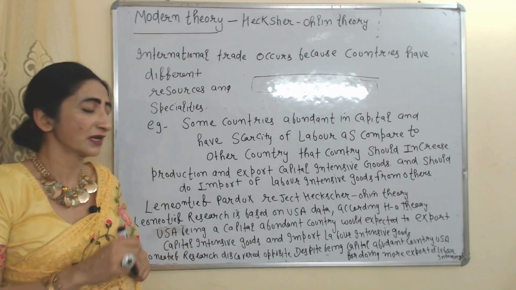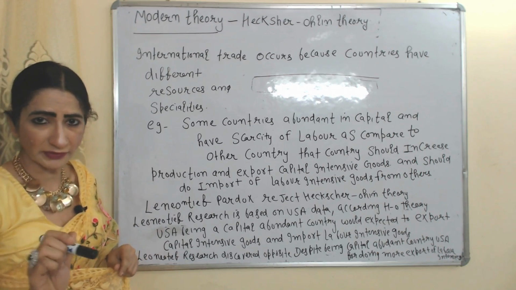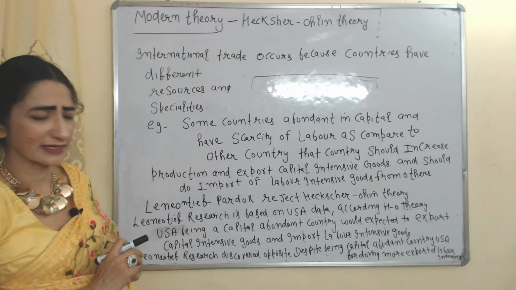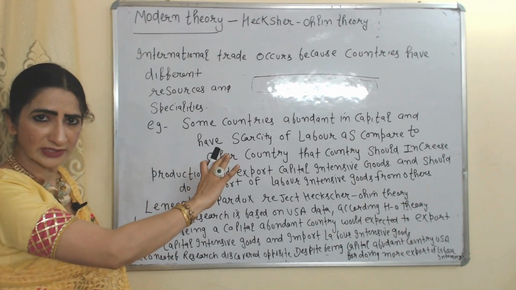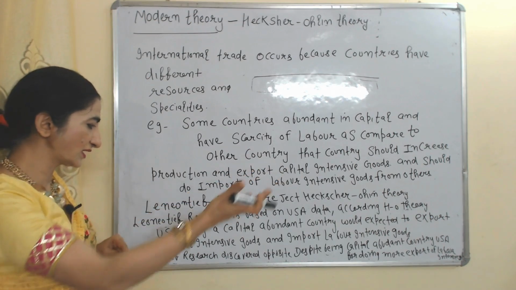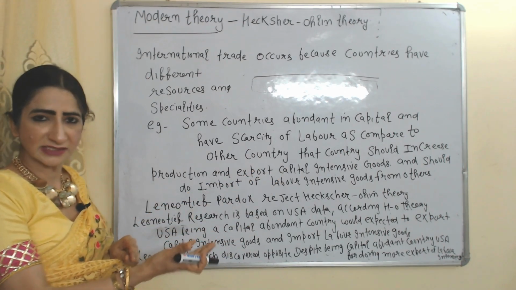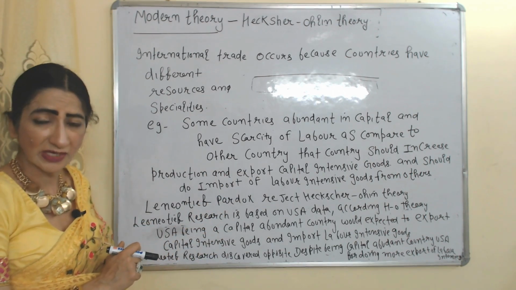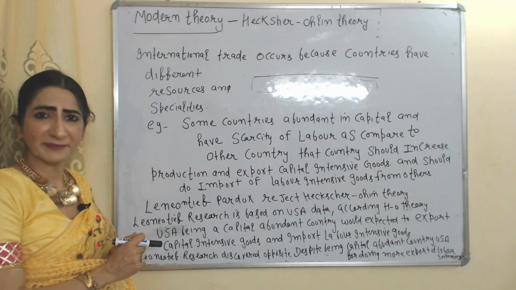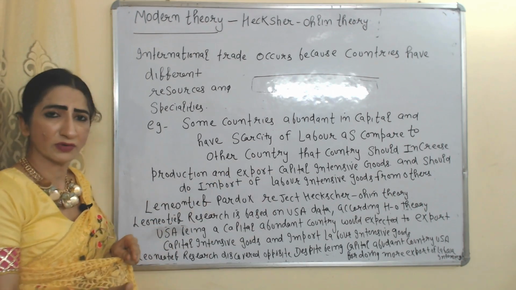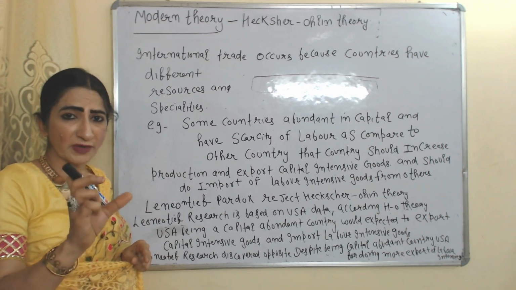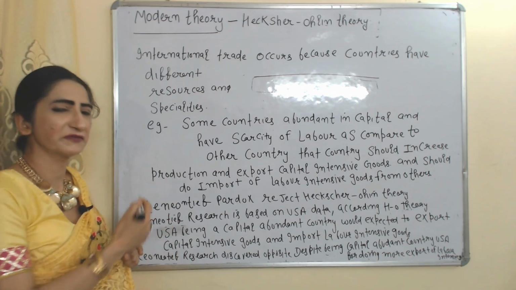scarcity of labor. But Leontief paradox, which is very important, rejects Heckscher-Ohlin theory. Leontief research was based on USA data. According to Heckscher-Ohlin theory, USA, being a capital abundant country, would be expected to increase export of capital intensive goods and import of labor intensive goods. But Leontief research discovered the opposite. Despite being a capital abundant country, USA export was more labor intensive, not capital intensive. And this direct contradiction of Heckscher-Ohlin model is called Leontief paradox.